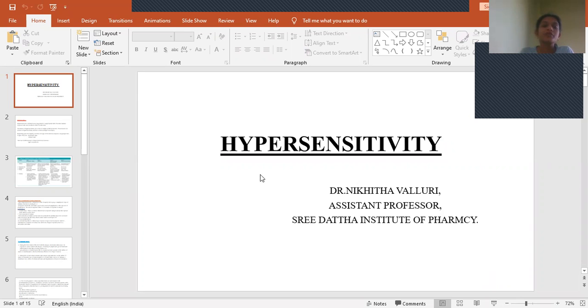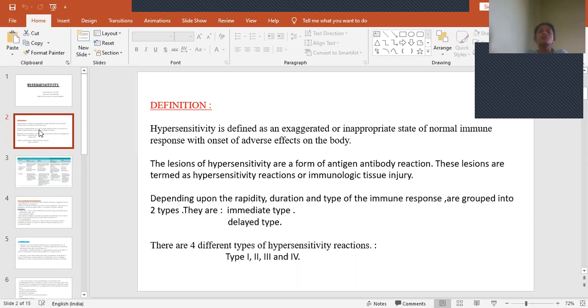Okay. So before going to that, first we have to know the definition of hypersensitivity. Generally it is defined as an exaggerated or inappropriate state of normal immune response with onset of adverse effects on the body. That means exaggeration of the immune response, more than what is required. Hyper means more, exaggerated sensitivity, so more sensitivity is seen, and that condition is called hypersensitivity reactions.